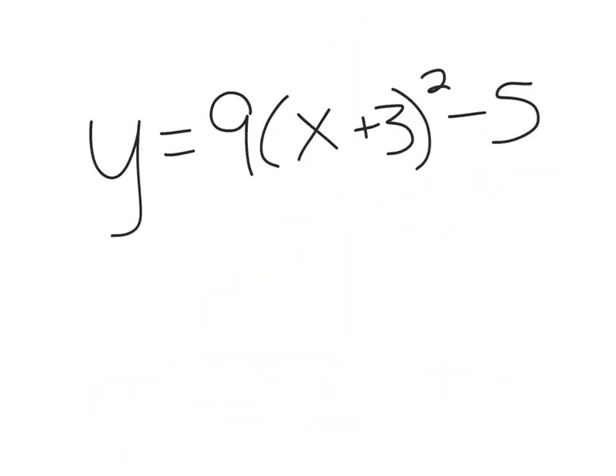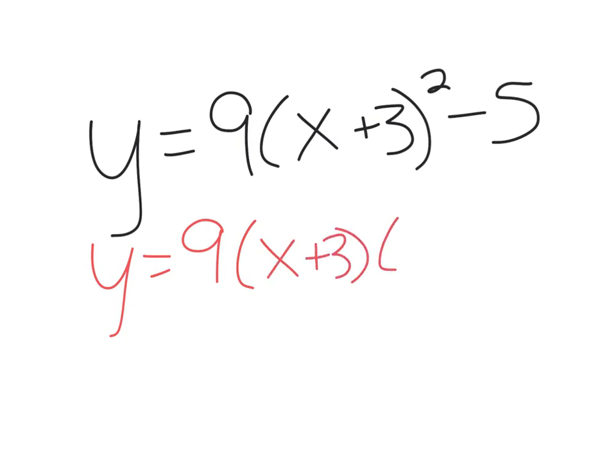Alright, for this one, the first thing we need to do is rewrite. Because you cannot distribute the exponent, so it means squared means multiply this times itself. So I'm going to rewrite it as x plus 3 times x plus 3. And bring down the rest.